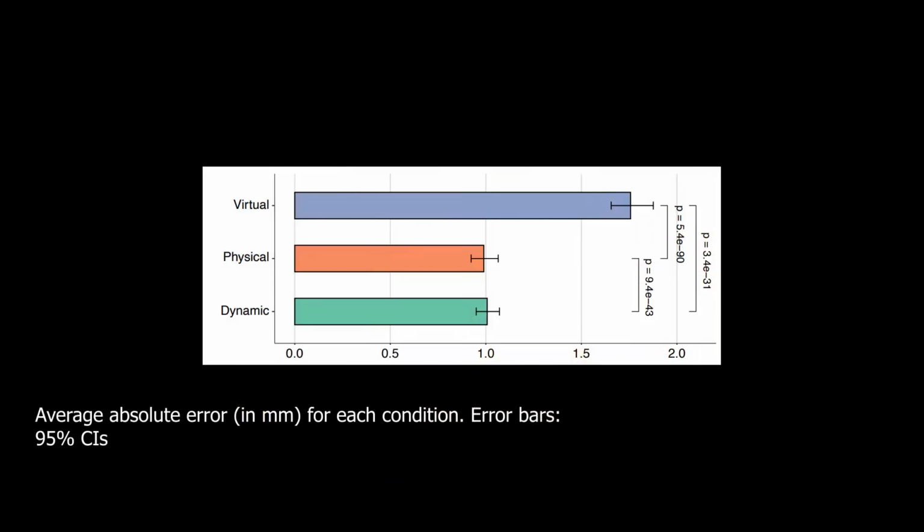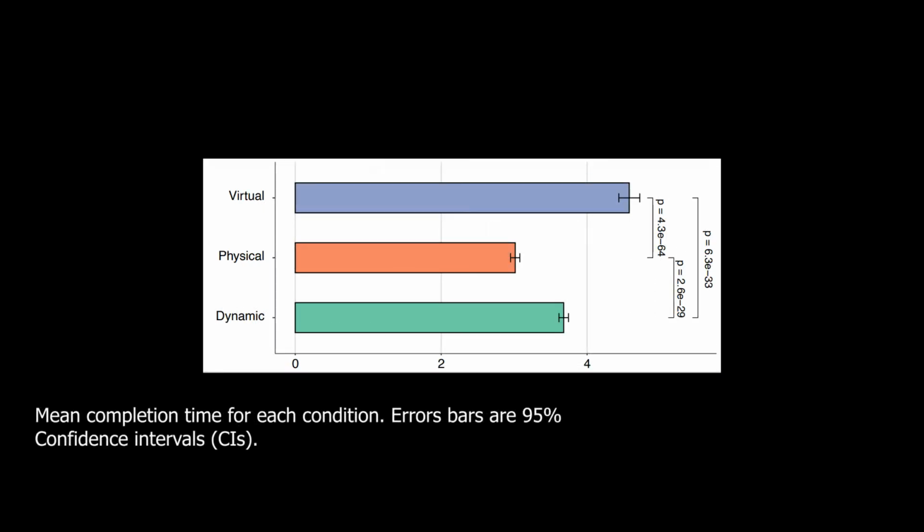We found that the dynamic slider was as accurate as the full physical slider, and that both of these were much more accurate than the virtual slider. The physical slider was faster than the dynamic slider, which was in turn faster than the virtual slider.